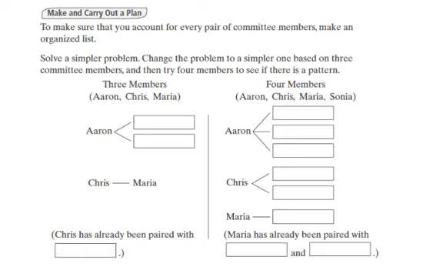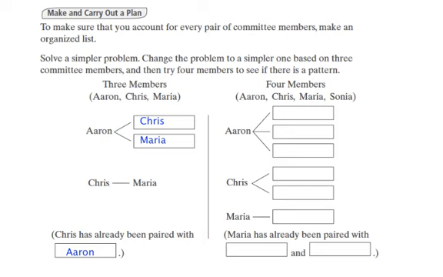For 3 members, you have Aaron, Chris, and Maria. You could have Aaron and Chris, Aaron and Maria, or Chris and Maria. Chris has already been paired with Aaron. So we have 3 combinations when there are 3 people.